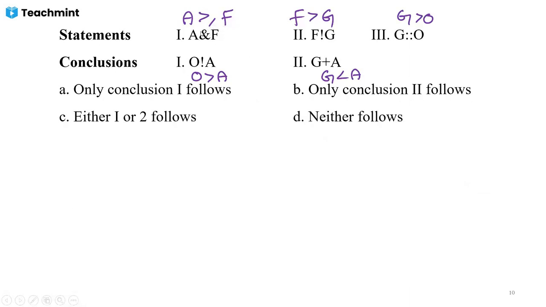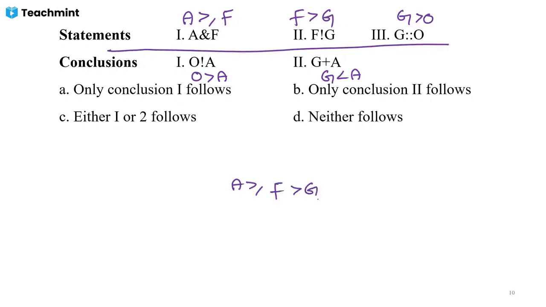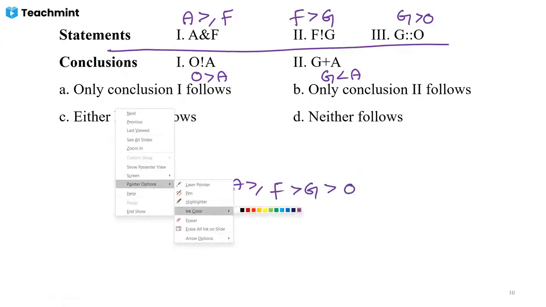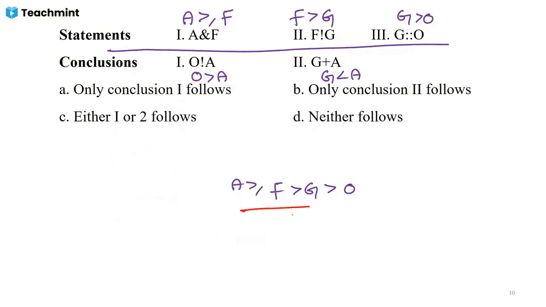Fine. So A is either greater than or equal to F, F greater than G, G greater than O. Now, the approach: from the statement, A is either greater than or equal to F, which is greater than G, which is greater than O. My dear friends, from A to G, is there any common symbol? Simple logic. Yes, sir, greater. So A greater than G means G less than A. The second conclusion is correct. From the statements, you have to decide which conclusion is correct.